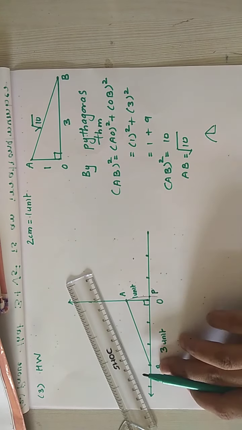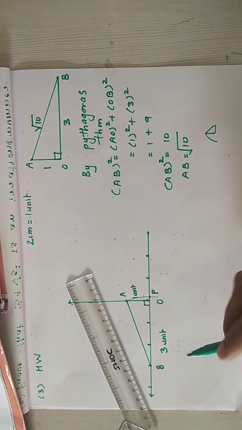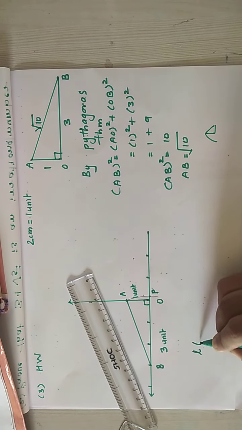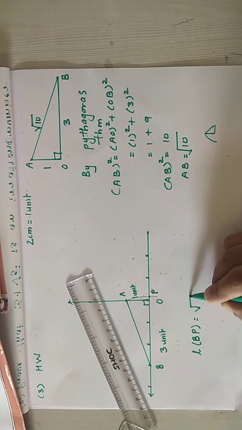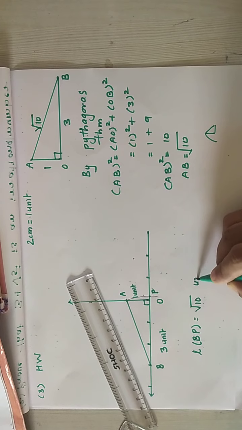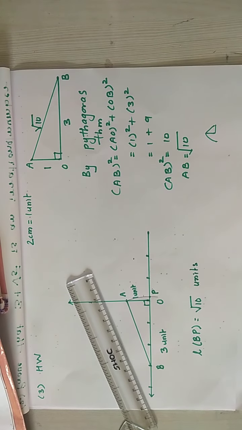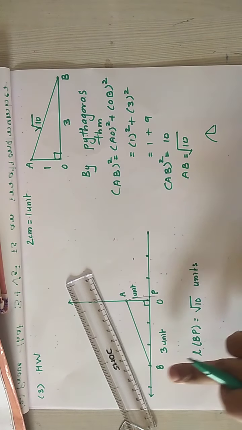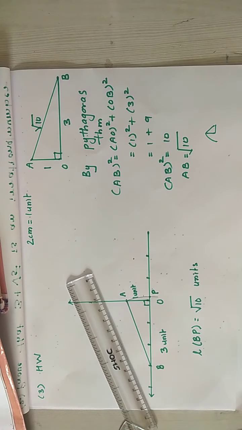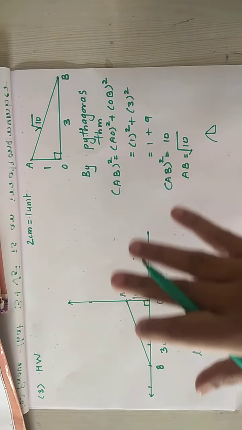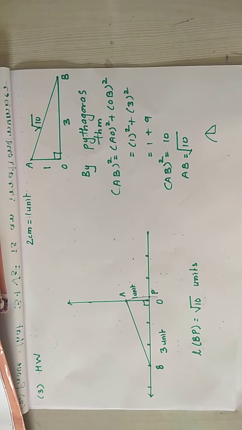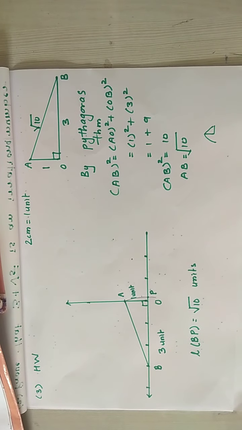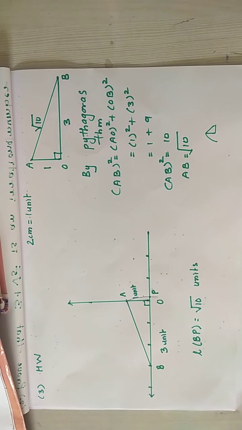So from B till P, length of B till P, it will be root 10 units. Okay, so from B till P it is root 10. So this is how we will draw root 10 on the number line, and on the same basis you will be drawing root 2, root 3 and root 5 on the number line.